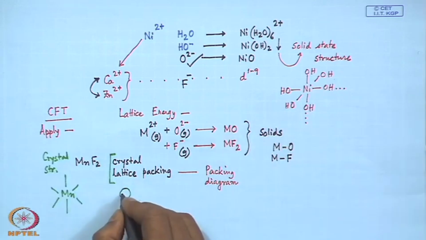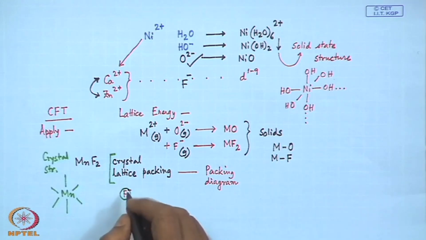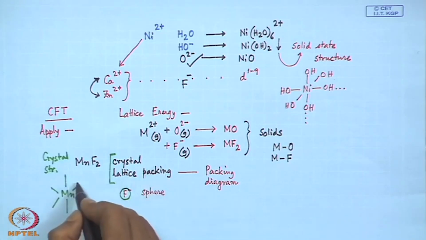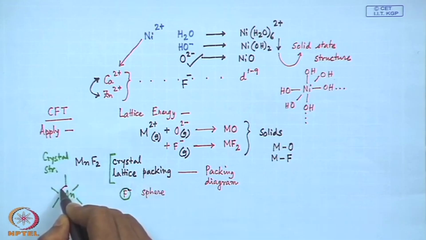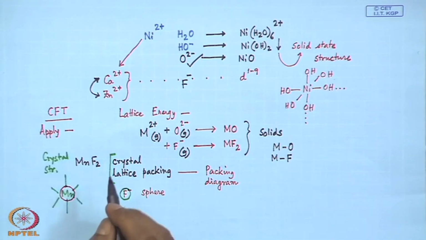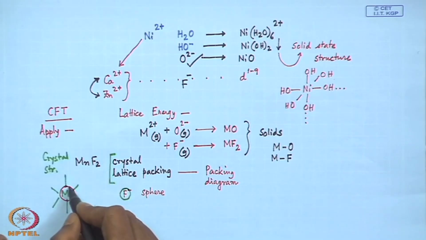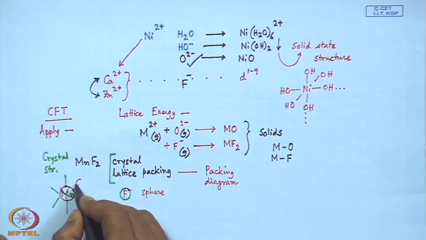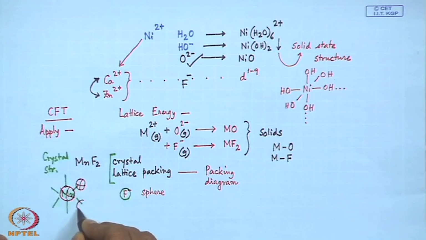This F minus is basically behaving as a typical sphere-like arrangement. So, it is a solid sphere, and we have this manganese, which has a symmetric electronic distribution, which is also sphere-like. So, it is one sphere, and we have the other spheres also like this.